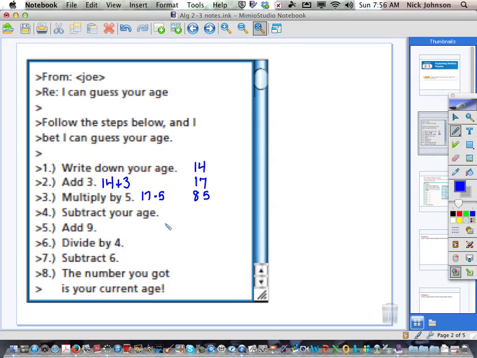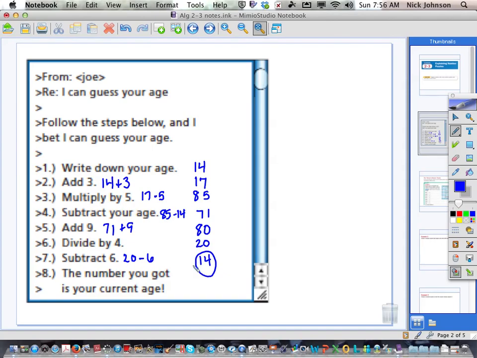Then it says subtract your age. Well, our age is 14, so 85 minus 14 is 71. Now it says add 9. If I add 9 to 71, I get 80. I divide by 4, I get 20. And if I subtract 6, 20 minus 6, I get 14. The number you got is your age. Is that my age?